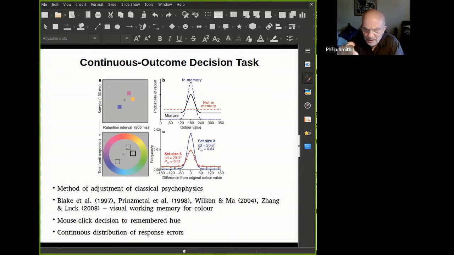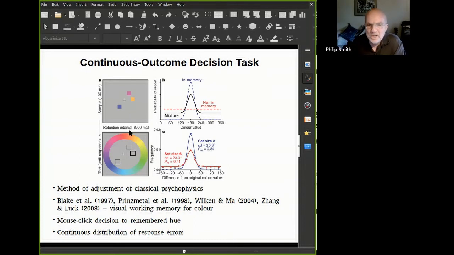But probably the most influential paper was the paper by Patrick Wilkin and Wei-Ji Ma in 2004, who used it to study visual working memory. And there's now quite a cottage industry surrounding the use of this method in relation to this task. So this is a very typical application. It comes from Zhang and Luck's 2008 paper looking at visual working memory for colour. So the basic task, which is probably familiar to you: on each trial, you present a variable number of colour patches of differing hues in an isoluminant colour space, which the person needs to encode in memory.